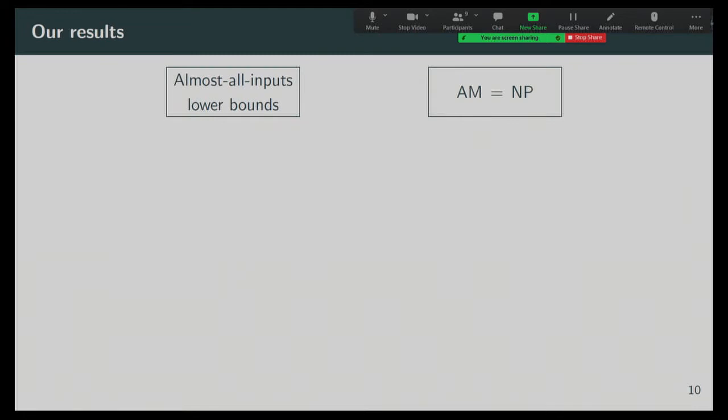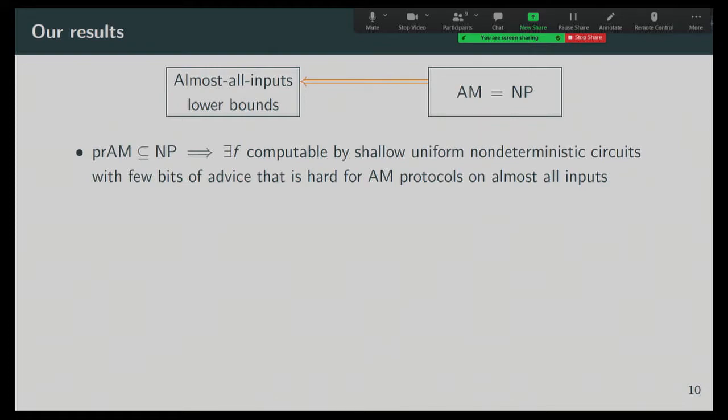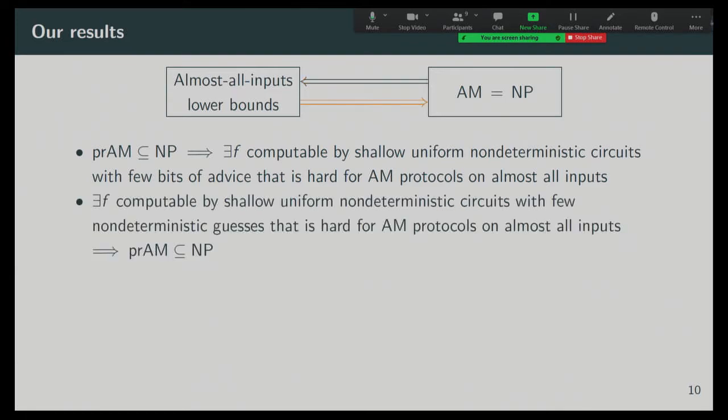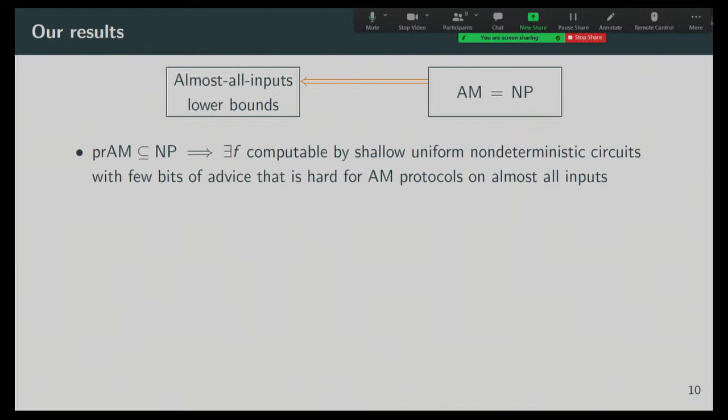Okay, so what do our results look like? First, if we can de-randomize AM, then we can show there exist functions that are computable by shallow, uniform, non-deterministic circuits, with the caveat that they have a few bits of advice, and this function is hard for AM on almost all inputs. In this direction, this is essentially diagonalization, very similar to the Lipton-Kabanets result, but we also use the Cook-Levin theorem to make this circuit low depth, since it's a non-deterministic circuit.